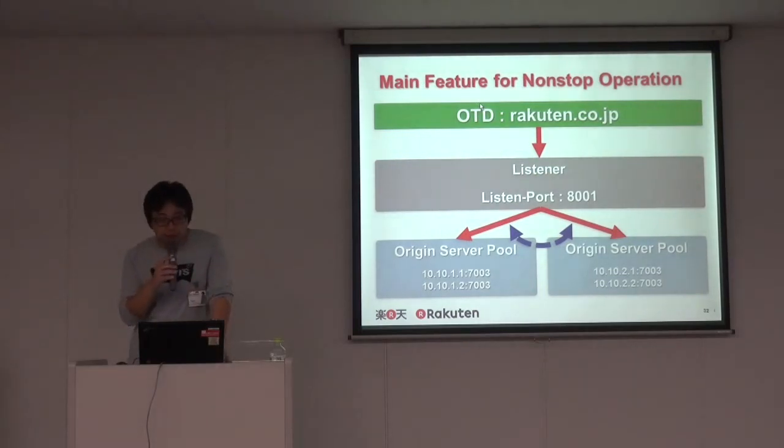We need to know some functions of OTD to make a non-stop system happen. For processing requests, OTD needs a configuration having port numbers and application server information. The port number is called a listener, and the application server information is called an origin server pool. And OTD will forward requests to application servers based on the configuration. For each service, we need to associate an access port number and application servers, and the listener's origin server pool can be changed dynamically.